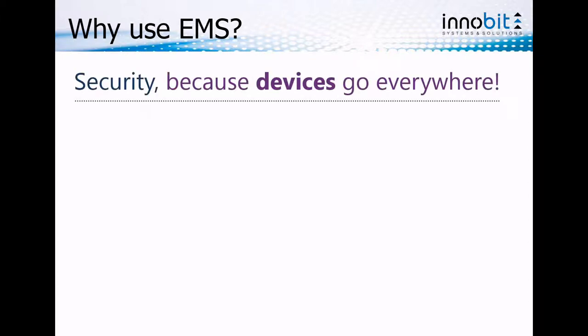Now, moving right along, we're going to look at why we use EMS, and one of the best reasons I can think of is security, because devices go everywhere. Now, this might seem obvious to most people, but it's actually something that's really been changing in more recent years, at least in terms of the level of mobility we enjoy. And the main driver of that change has been the advent of smartphones. Even when we compare them to things like laptops, smartphones have really been a ubiquitous force.